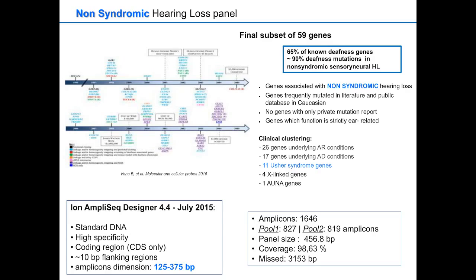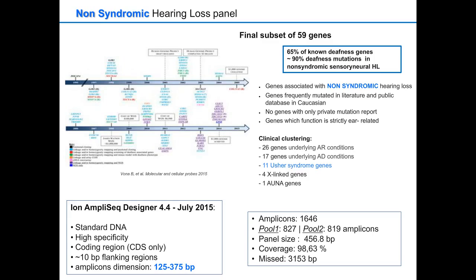We selected genes strictly associated with non-syndromic hearing loss, genes frequently mutated in literature and public databases in Caucasians, which is the type of population we mainly have to deal with. We didn't include genes with only private mutation reports or genes whose function was not strictly ear-related. But in the clinical clustering, as I point out here, you can see we have 11 Usher syndrome genes.